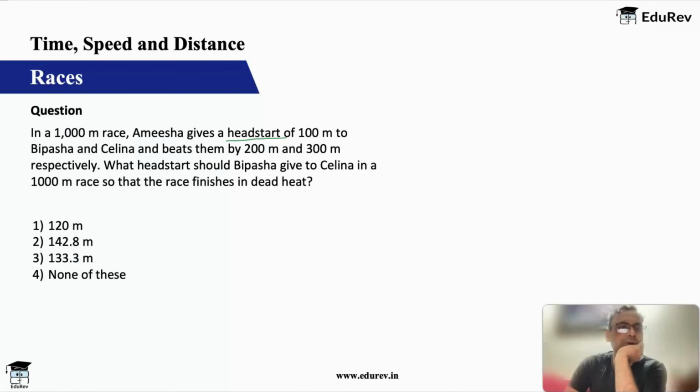Okay, so this is a 1000 meter race. Amisha gives a head start of 100 meters to Bipasha and Selena. So she gives to both. So Amisha is here, but Bipasha and Selena are 100 meters ahead. The remaining distance is 900 meters. So Amisha will run 1000 meters, but Bipasha will run only 900 meters and Selena will also run only 900 meters.